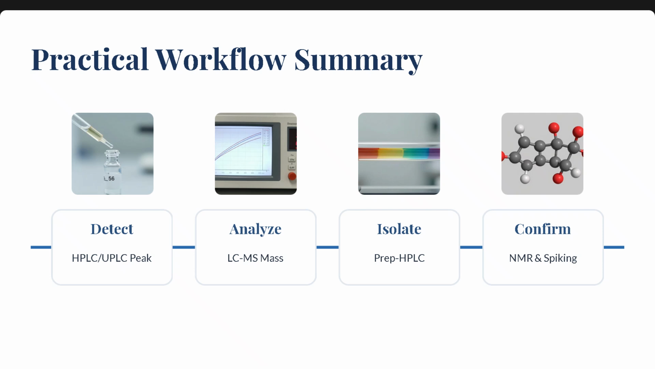Let's summarize the overall workflow for unknown impurity identification. First, the impurity is detected as a new peak during HPLC or UPLC analysis. Next, it is analyzed using LC-MS to determine its molecular mass and obtain structural clues. Then the impurity is isolated using preparative HPLC so that sufficient material can be collected. Finally, the structure is confirmed using techniques such as NMR and spiking experiments. This systematic approach ensures accurate and reliable impurity characterization.